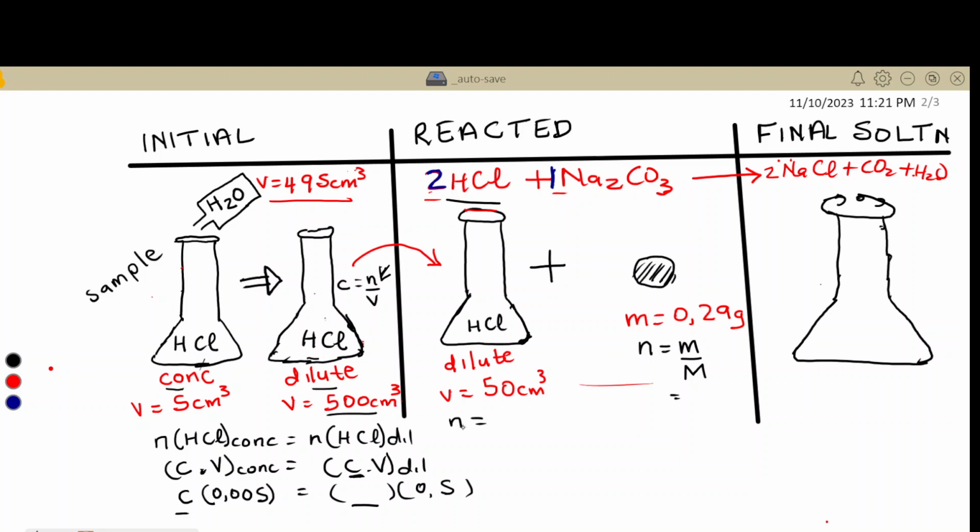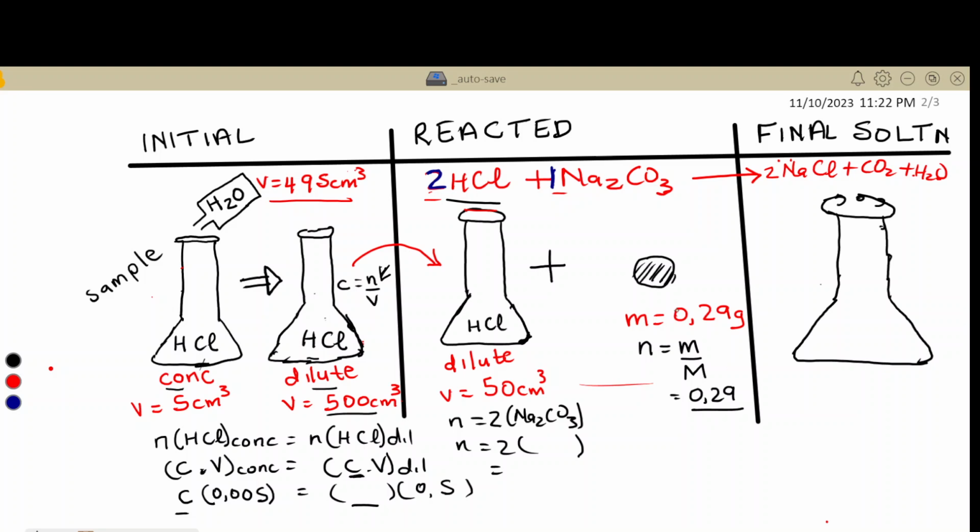You can see the number of moles of HCl is 2 times the number of moles of the sodium carbonate. So let's first find the number of moles of this sodium carbonate. Then we're going to multiply it by 2 to get the number of moles of the HCl dilute. So this is 0.29 grams, that is the mass of the sodium carbonate. Then we have to divide it by the molar mass.